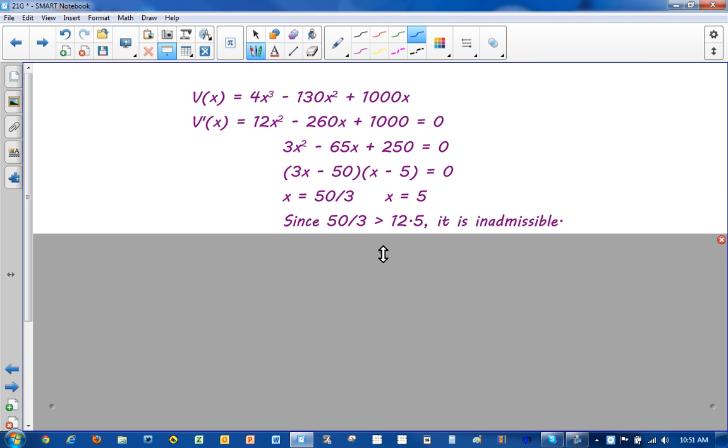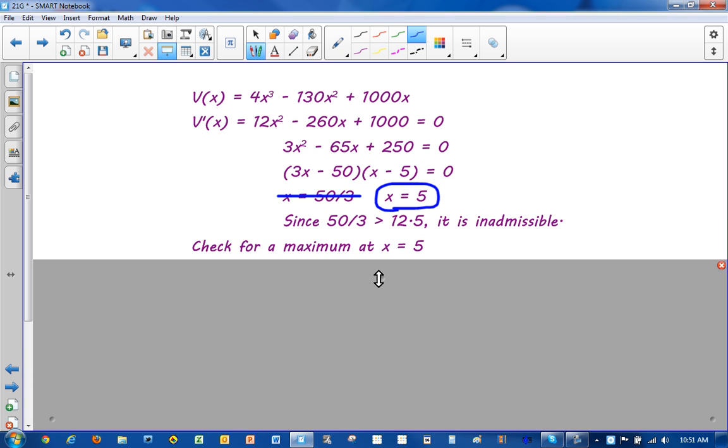All right. Now remember, our domain went from 0 to 12.5, and 50 over 3 is well over 12.5. Okay, it's like 16 point something. So I can't use 50 over 3. So the only possible maximum I would have by taking the derivative is x equals 5. All right, so what I'm going to do is check for a maximum at x equals 5.